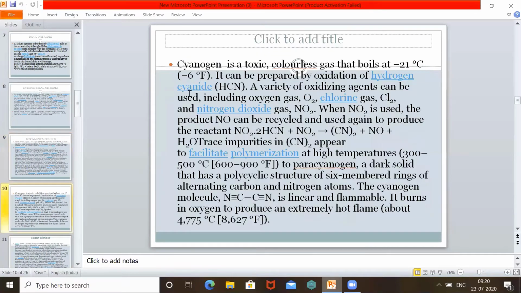Let us see what is cyanogen. Cyanogen is also a very important compound. Cyanogen.